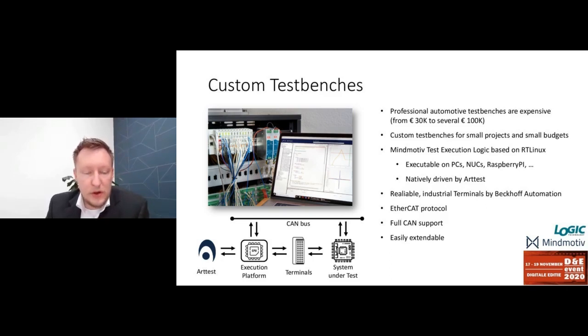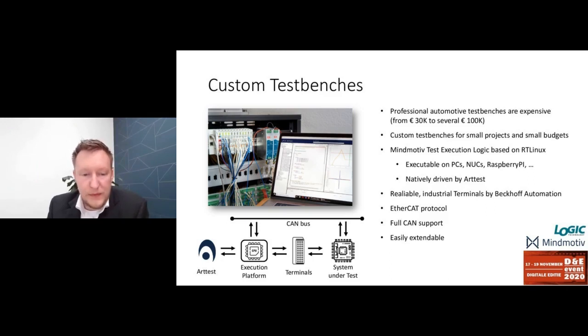What we did with these Beckhoff terminals was to patch a Linux operating system with the real-time patch, so that we were able to generate a C implementation that could be executed, for example, on a NUC or also on a Raspberry Pi in real time. And via EtherCAT, the simulation of the ECU could also be done in real time. Additionally, we added full CAN support to the Raspberry Pi or the NUC, so that we could use this kind of test bench for closed-loop testing at the hardware level, and it was really easy to extend them via custom Beckhoff terminals.